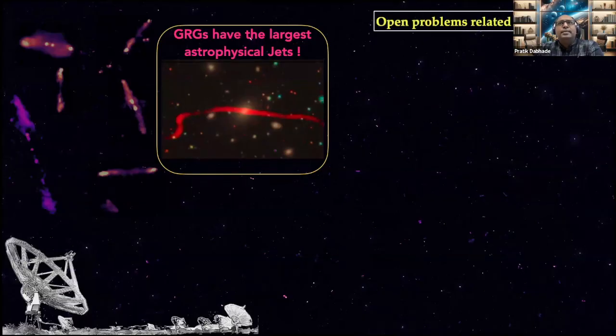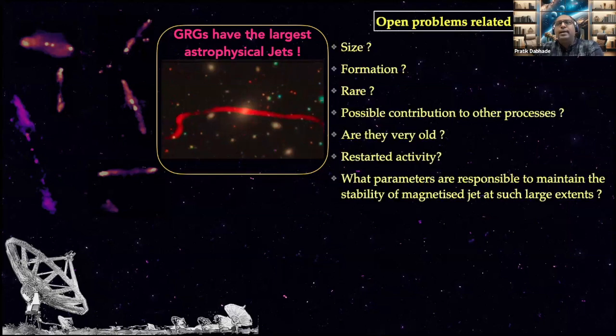Like I said, these have the largest astrophysical jets, but why do we care about them? Why should we study them? Why are they so special? Because we are still trying to understand why they are so big. How do they grow to such a large extent? How are they formed? Are they really rare compared to radio galaxies? Are they the end point of radio galaxy evolution?